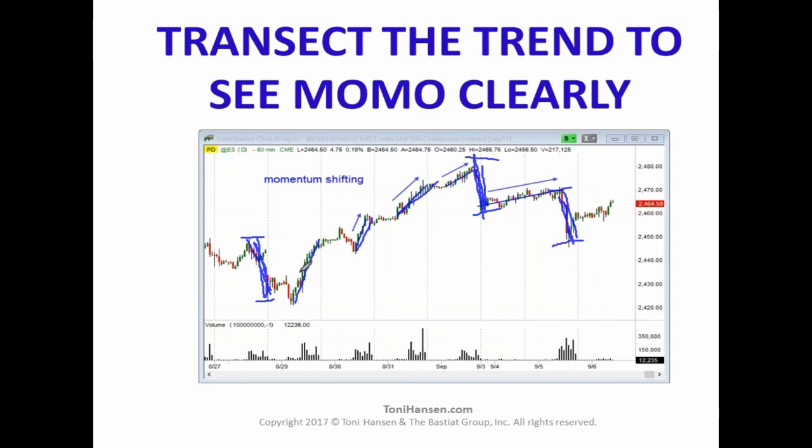Because if you're seeing previous impulse moves that are very similar to what's happening right now in the market in a trade that you're in, that's when you need to be dropping down to those smaller time frames and looking for those shifts in momentum that can clue you in for a reversal strategy.